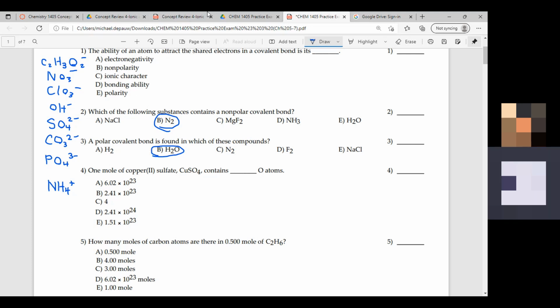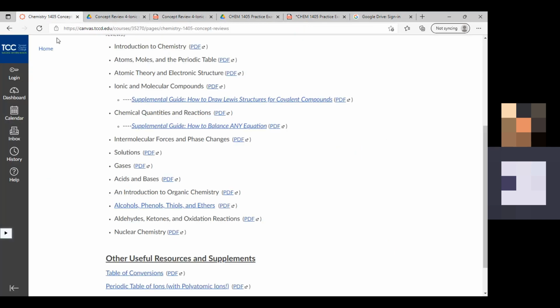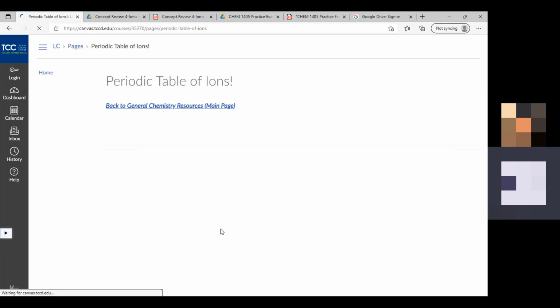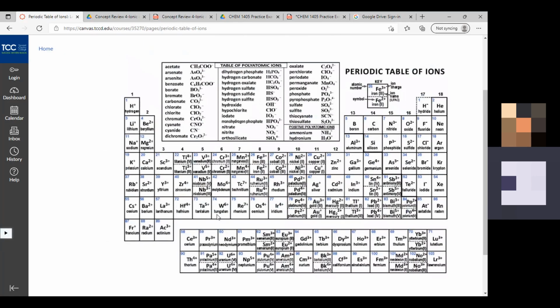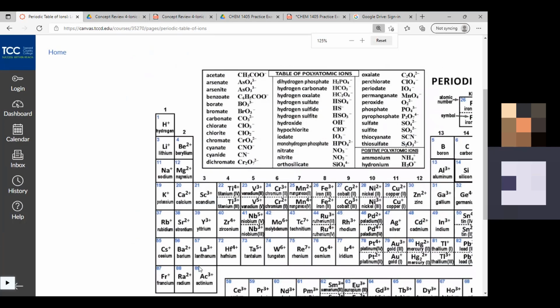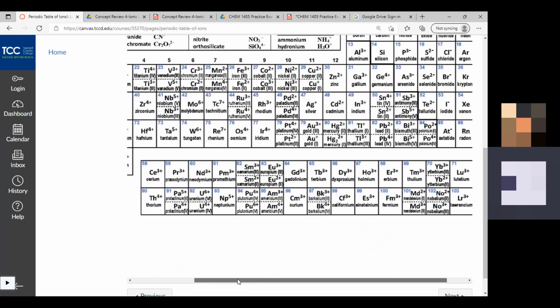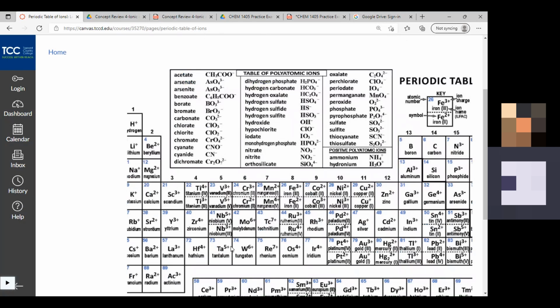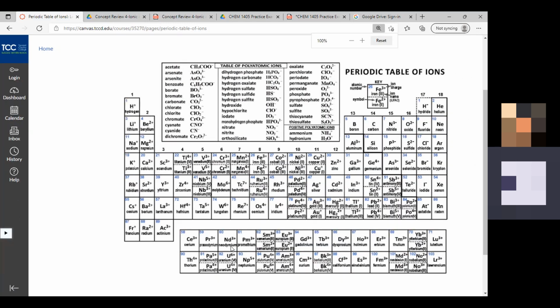Oh, and coincidentally, up on our website there is a periodic table of ions. It has the polyatomic ions listed, and it also shows the ions of all the different elements. Actually, I'll show it to you. Look how cool this thing is. I'm going to zoom in so you can see. It shows you all the different charges, and plus it has the polyatomic ions, making it easier for you to keep track. There's all sorts of cool stuff up on the website. It's on the Learning Commons.